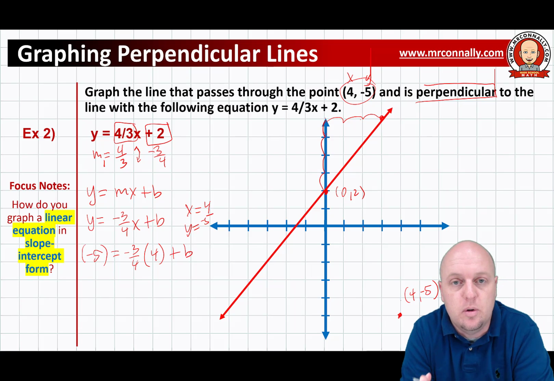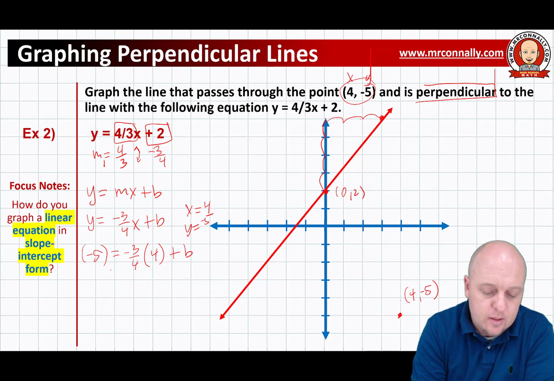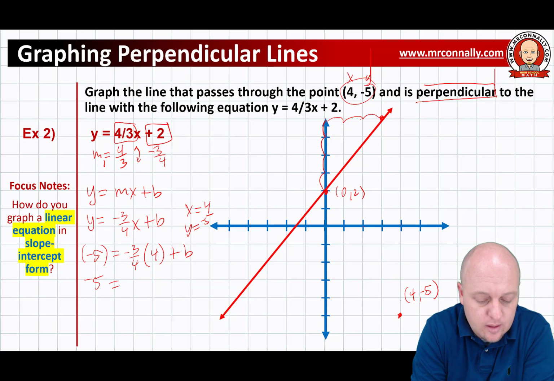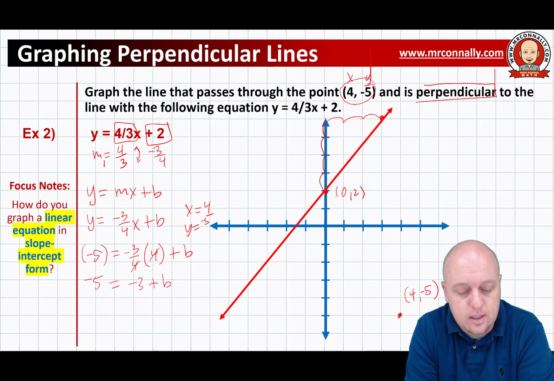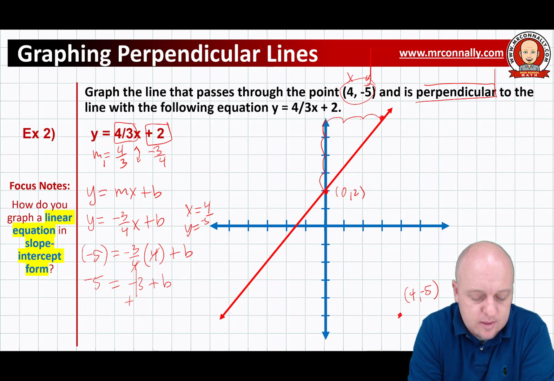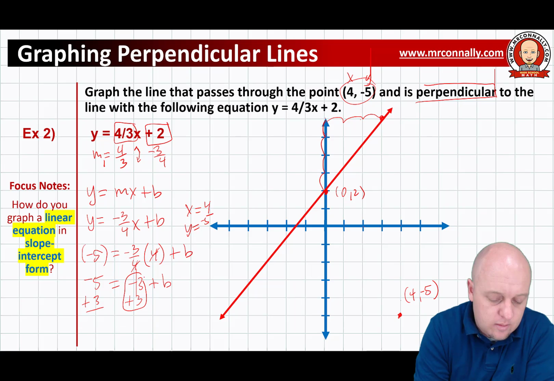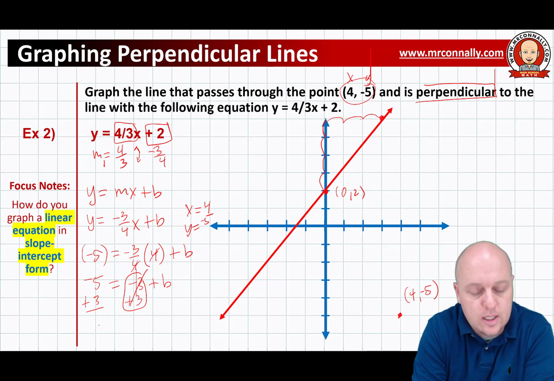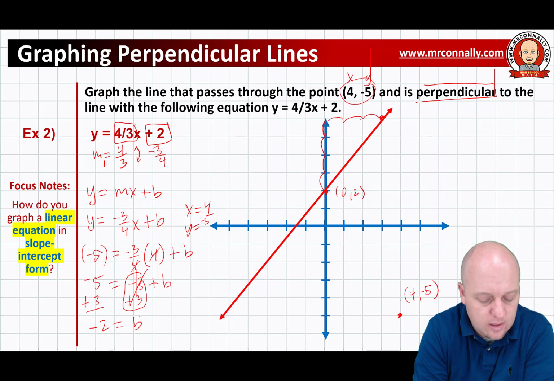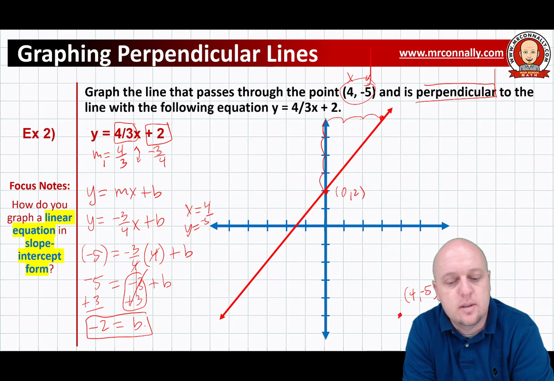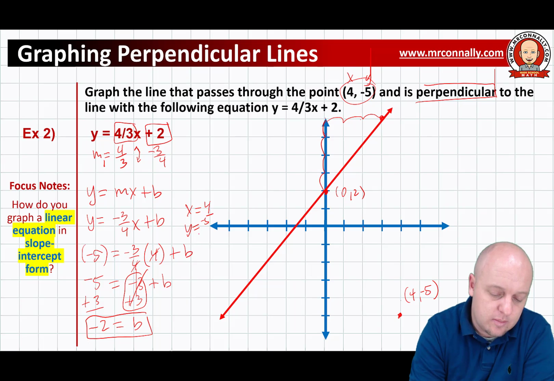Now we've got one variable. We can solve for it. So let's simplify. This is going to be -5 equals -3/4 times 4. The 4's cancel, and we're left with -3 plus b. Now we just got b plus -3. That's the same as adding 3 to both sides. And these cancel, and we're left with -5 plus 3 is -2 equals b. So we know the y-intercept is -2. We can take that and substitute it back into the equation.